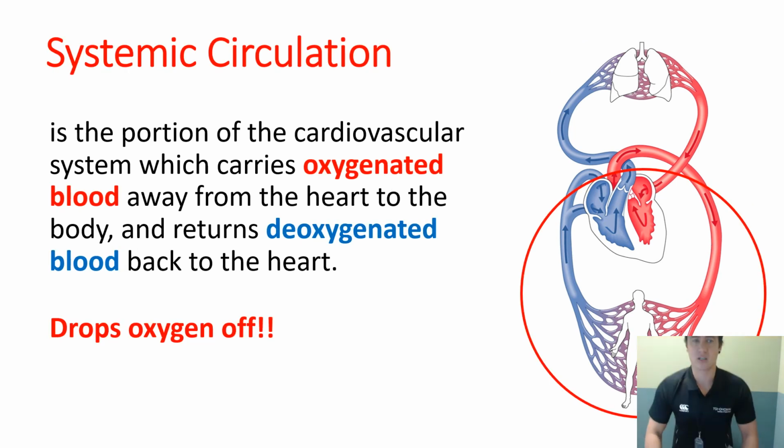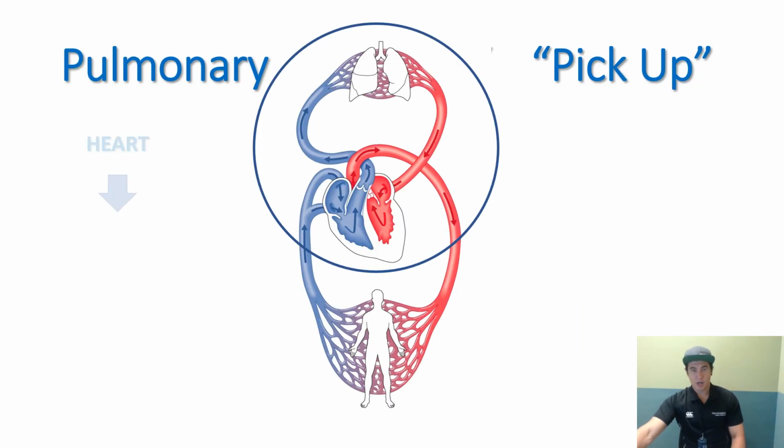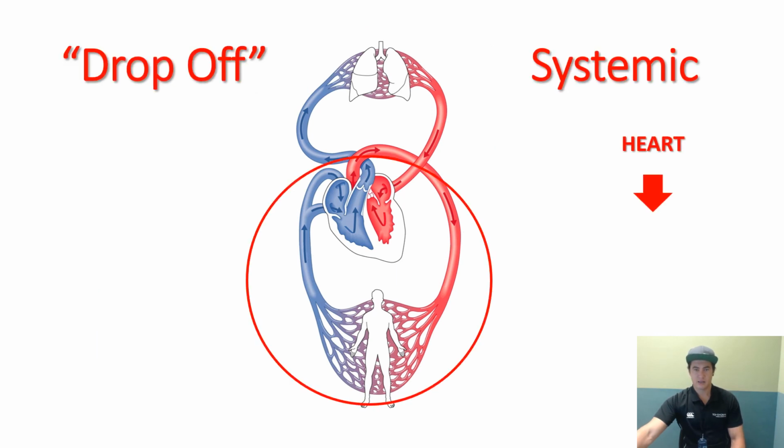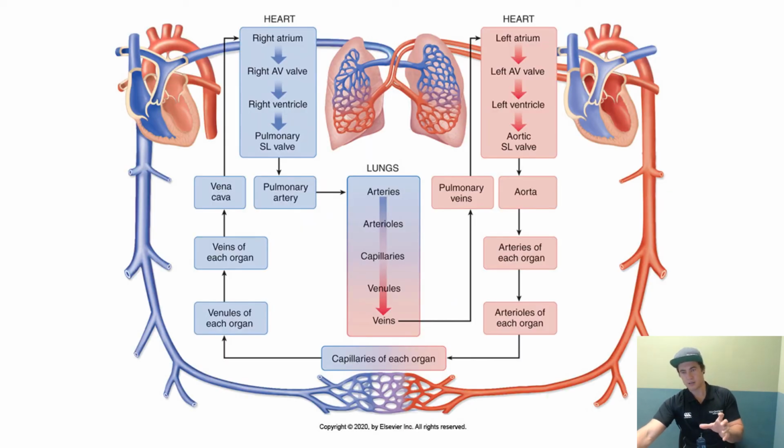Our systemic circulation is the portion of the cardiovascular system that carries oxygenated blood away from the heart. So it's our drop-off system. We go from the heart to the body's cells, back to the heart. Heart, cells, cells, heart. That's our systemic circulation. Pulmonary is pickup, heart, lungs, heart. Systemic is drop off, heart, cells, heart. Here's a bit more of a detailed diagram of that. You can have a look at that in your revision. That might help you with the whole blood through the system.